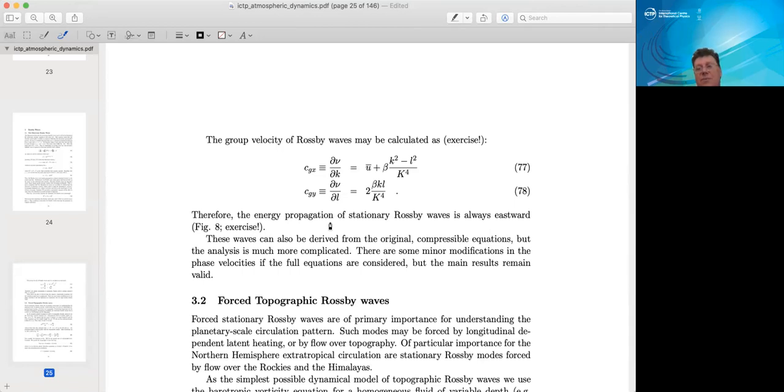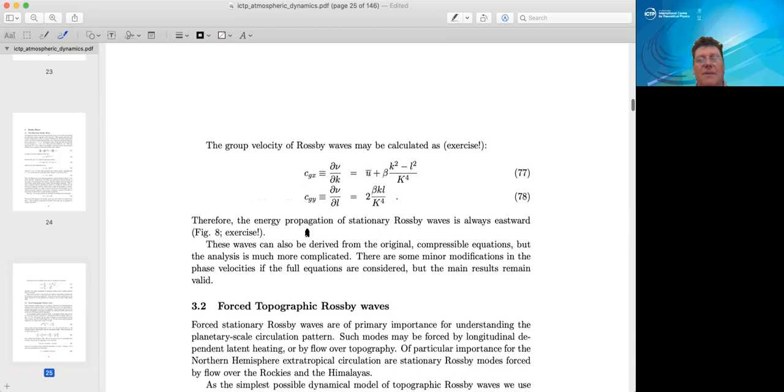This is an extremely important result, because let's say we are in Europe and we see a Rossby wave perturbation and we are asking ourselves, where does the energy come from? It can only come from the west. It cannot come from the east. Stationary Rossby waves' energy can only propagate in the positive x direction. This is a very crucial, important result that we find here.